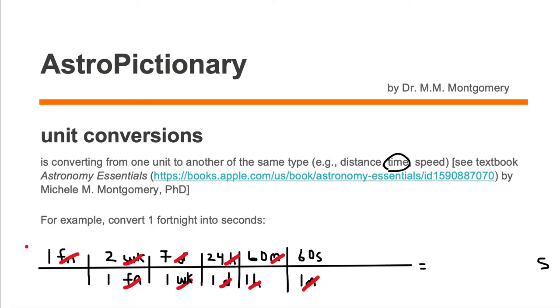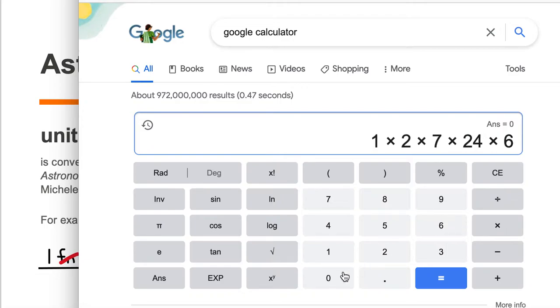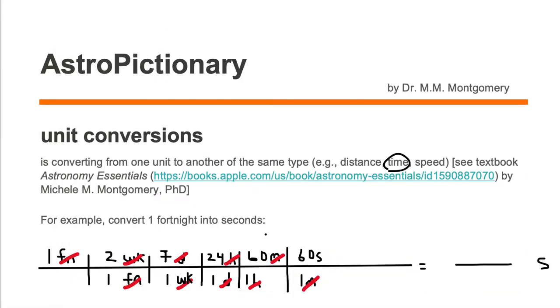I am done. Now I just need to multiply my numbers. I need to take 1 times 2 times 7 times 24 times 60 times 60. So here's my calculator in Google. I take 1, multiply it by 2, multiply it by 7, multiply it by 24, multiply it by 60, and multiply that by 60. And I get 1209600.